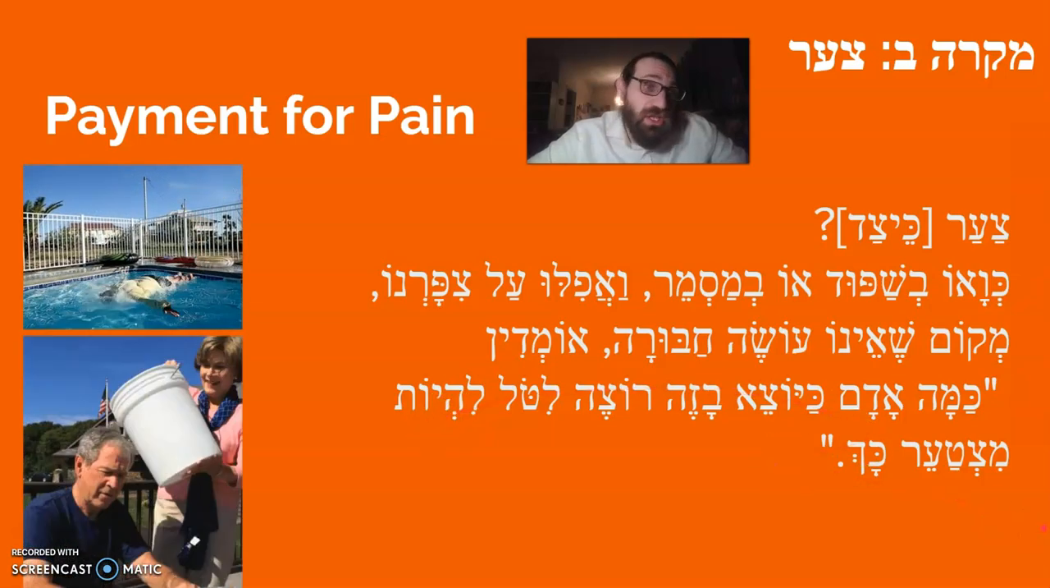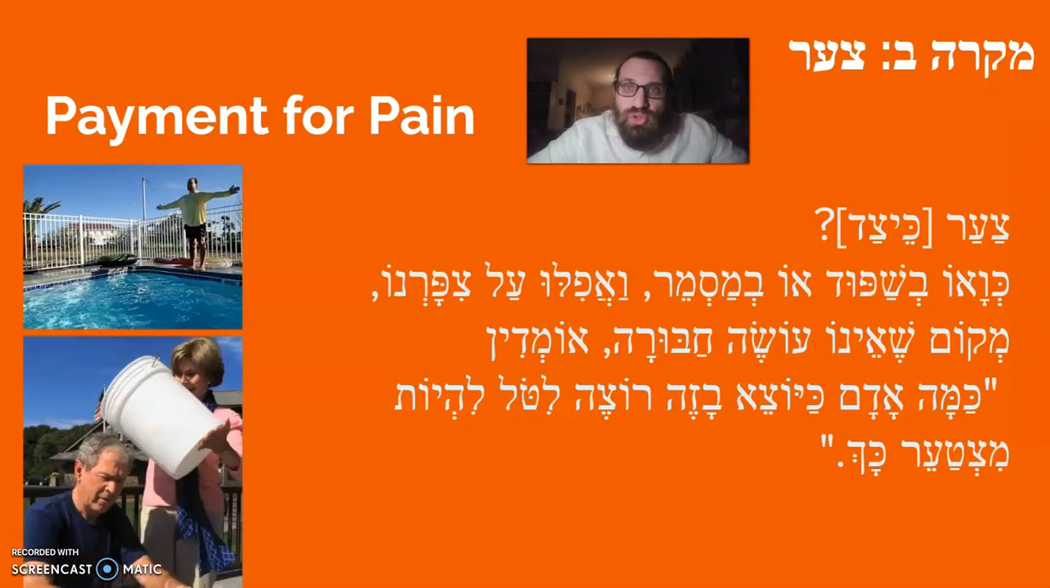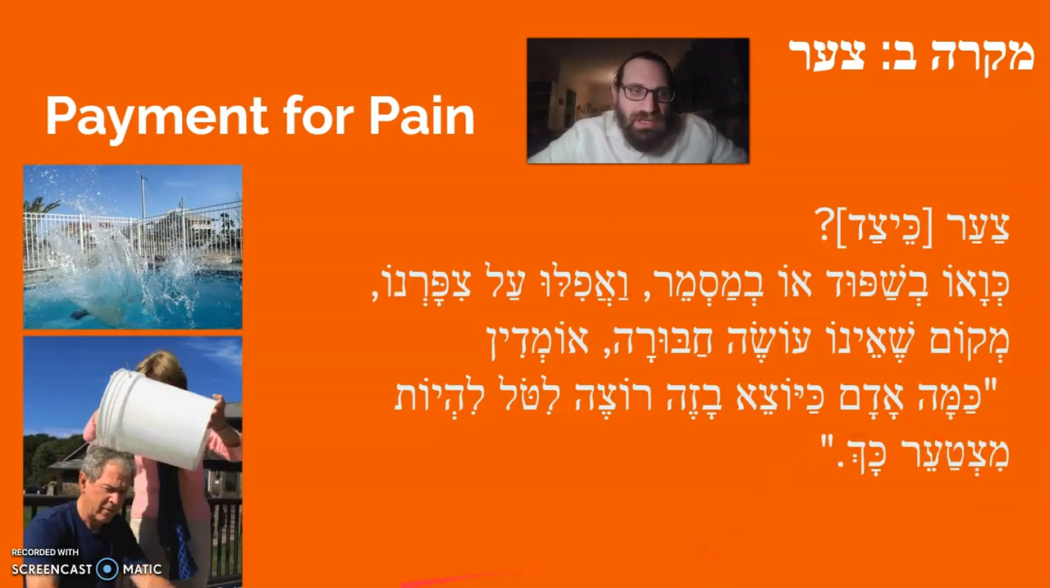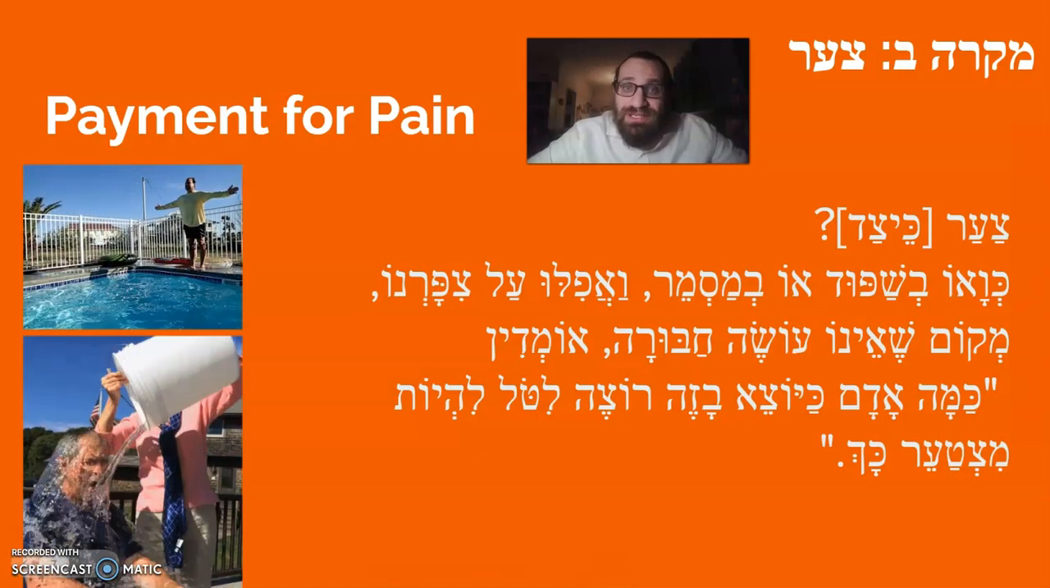We calculate. Could be Beit Din asks them. We ask a similar person, how much would you want to be paid to have this level of pain? Now, whatever that says, that is the money for tsar.